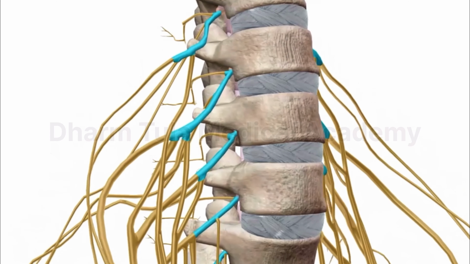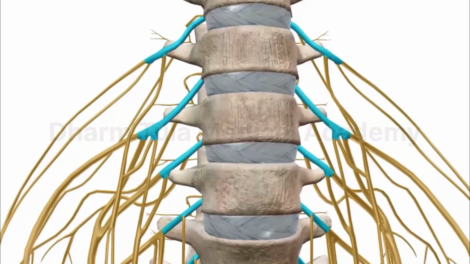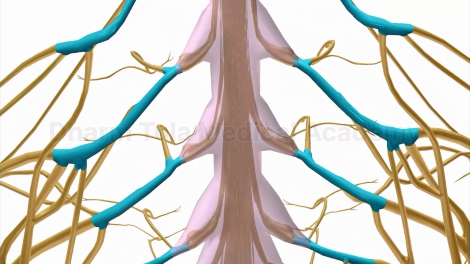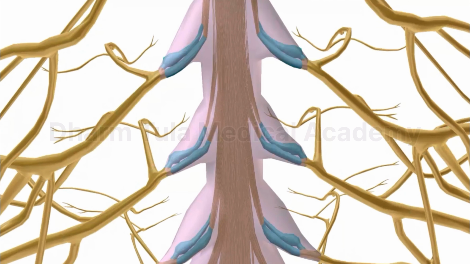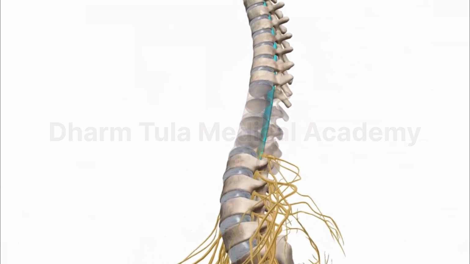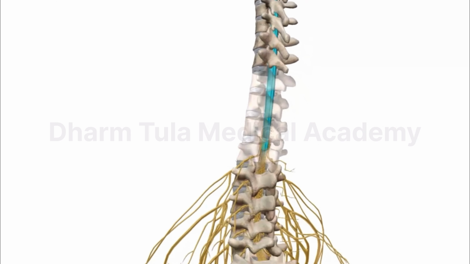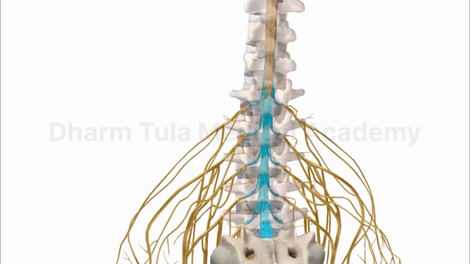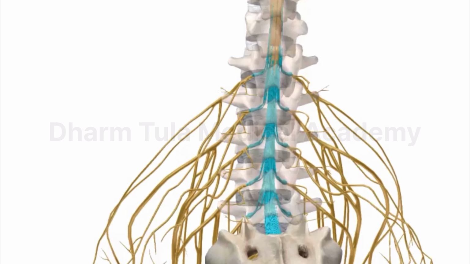Spinal nerves are the peripheral extensions of the central nervous system. They are formed by the union of the ventral and dorsal nerve roots that carry motor and sensory information respectively. The spinal cord itself ends around the first or second lumbar vertebrae, and the lumbar and sacral nerves fill the remainder of the spinal canal, forming the cauda equina.